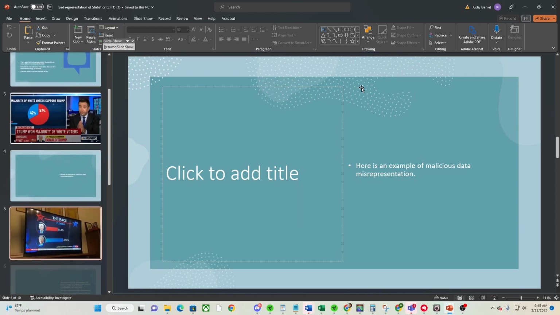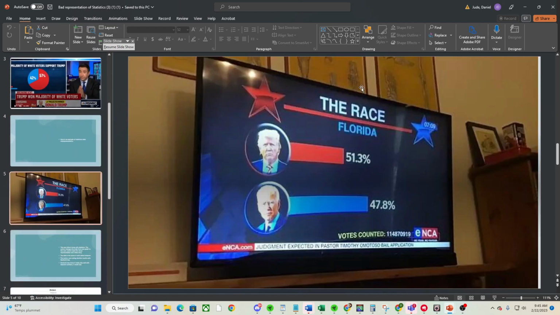Here's an example of malicious data misrepresentation. And it just kind of shows the other way around, just a straight up lie. Biden actually won this race, well, the race currently, right? But Biden lost. It even fooled me. Biden lost, but it was trying to represent Biden as winning there.